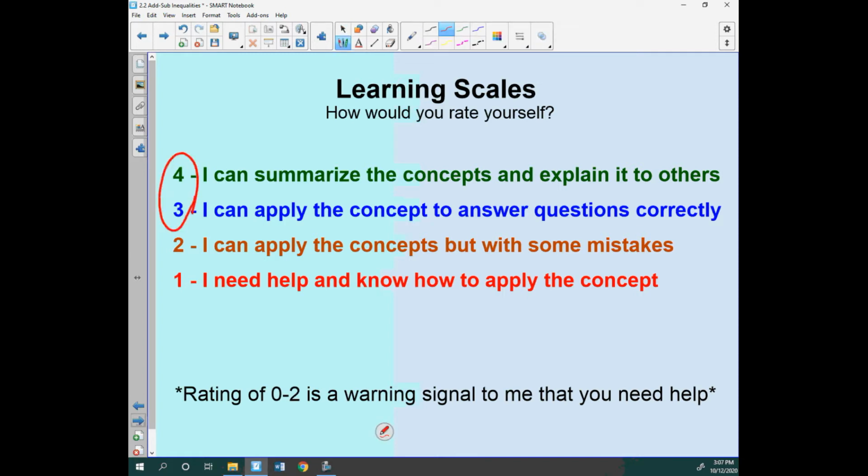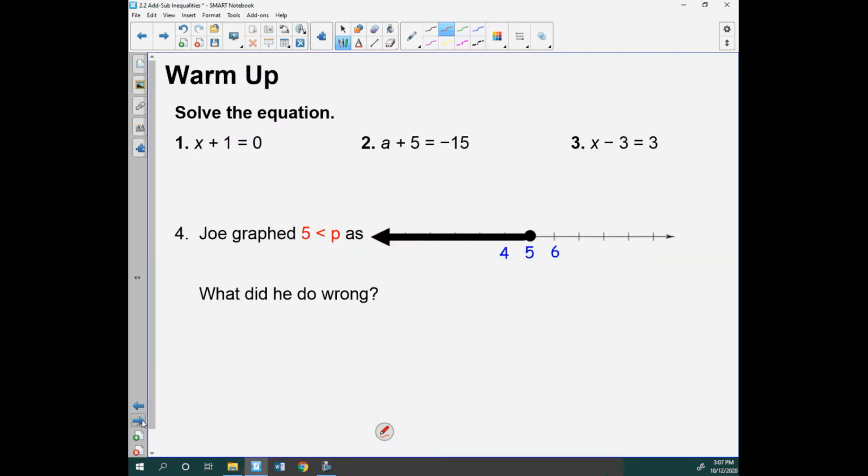Okay, if we're taking a look at our learning scales, hopefully we're all in a 3 or a 4 range, mastering this stuff, getting it down. You know, mistakes happen, but as long as you kind of know the steps and know what you're doing, that's what we're looking for. We're going to solve this warm-up real quick.